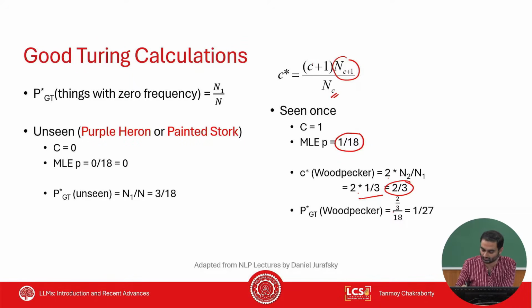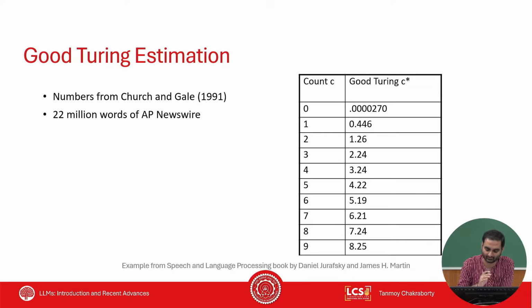What is the probability? 2 by 3 by 18, because the total number of birds that you have observed so far is 18. So the modified probability is 1 by 27. The earlier probability was 1 by 18, now this is 1 by 27. This is lower than the previous one. And I'm not going into the theoretical details of this. If you do some maths, it is very easy. If you do the math, it will always guarantee that it follows all the probability rules. Sum should be 1 and so on and so forth.